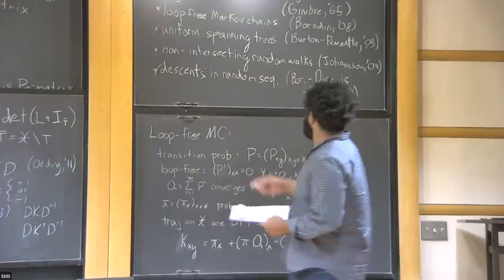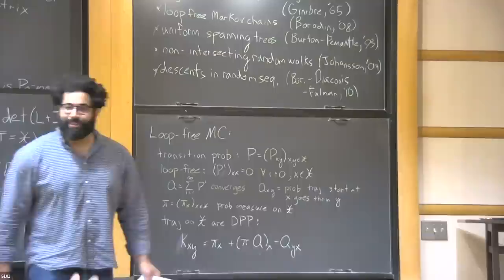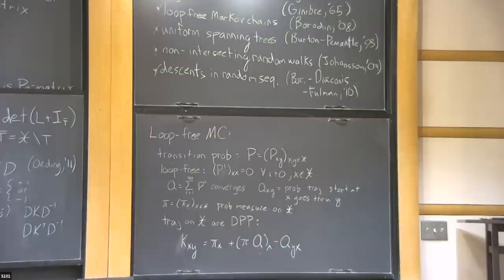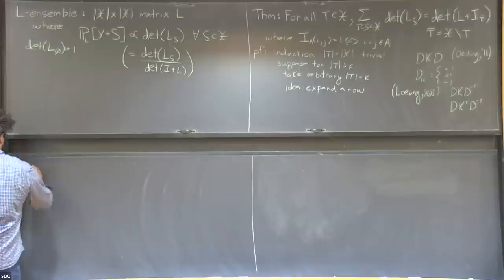Good. And then lastly, I'll briefly touch on descents in random sequences, which is a really simple example. The first one you also didn't do, right? I'm not doing the first one. But I wrote this because I've already gotten questions, so I thought I'd just point to some places. These descents in random sequences are actually quite nice.